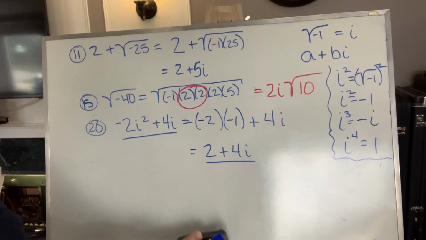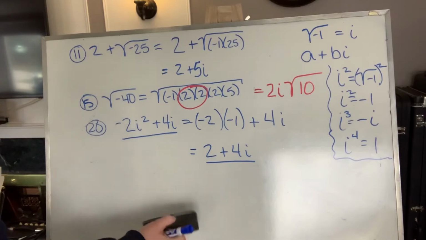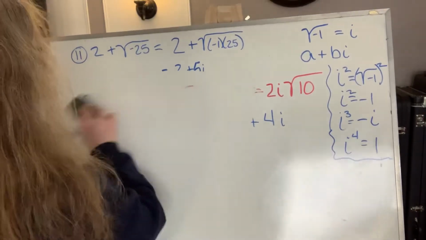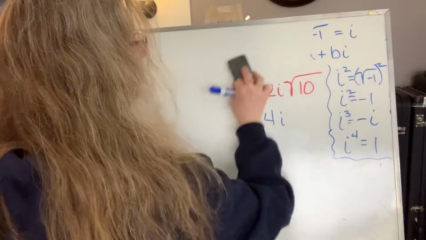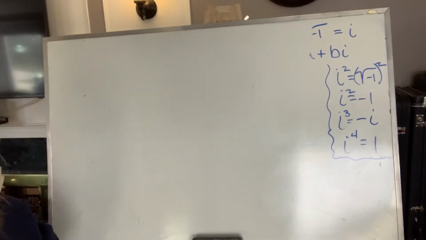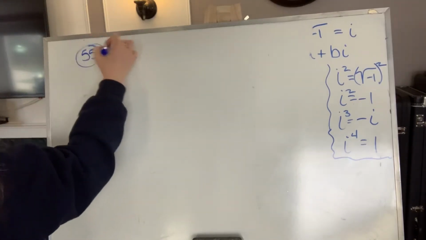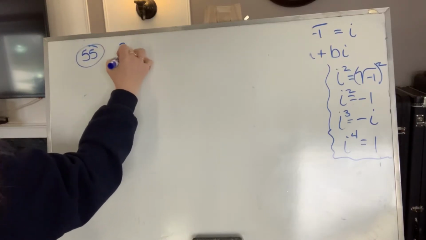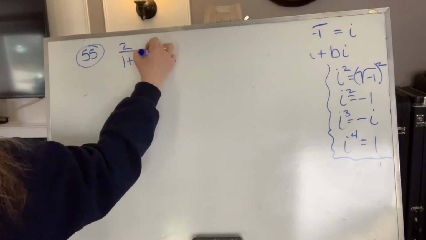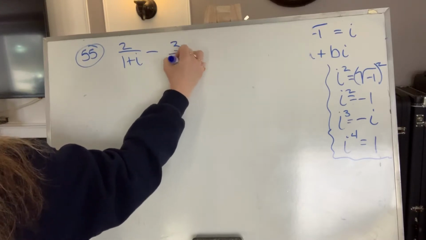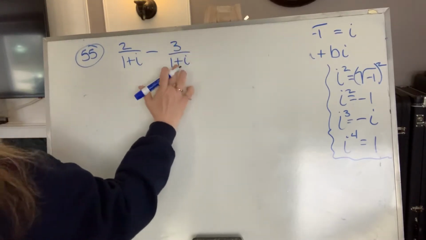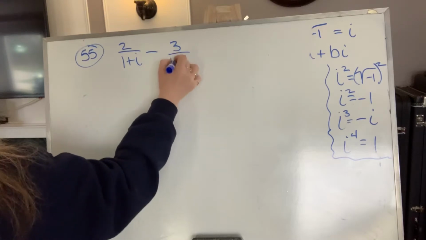Let's see. Let me jump down to... oh, here we go. This is number 55. And we're just going to do a little addition and subtraction here. So 2 over 1 plus i minus 3 over 1 plus i. Oh, that's a minus sign. Let me write that properly.